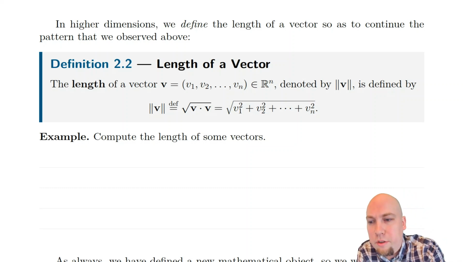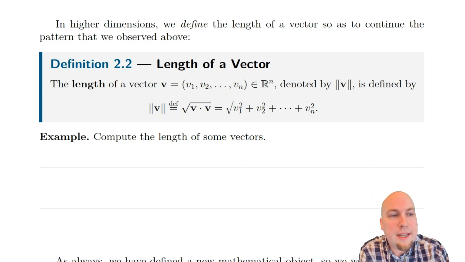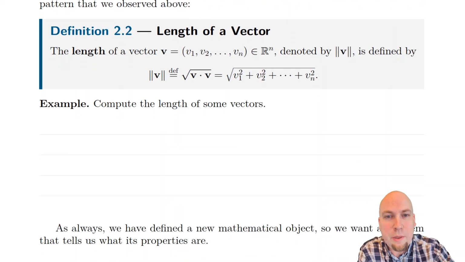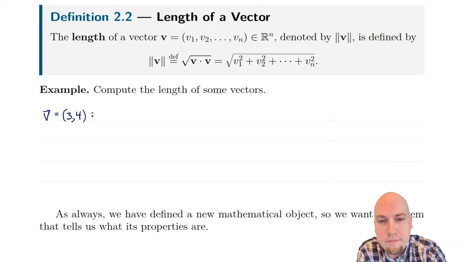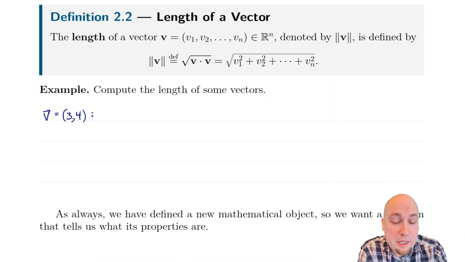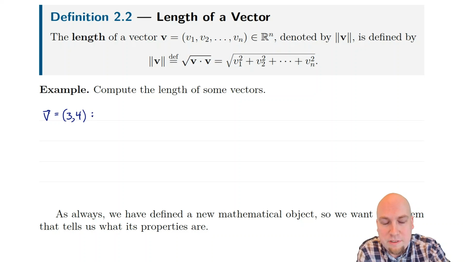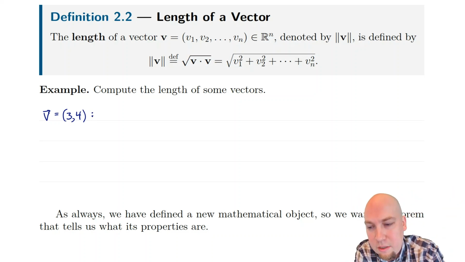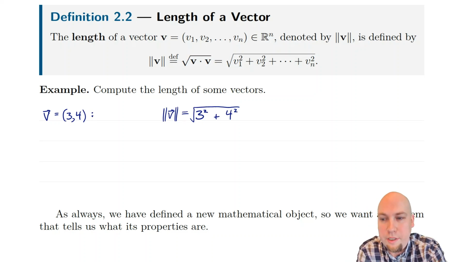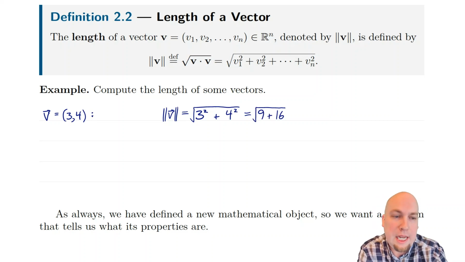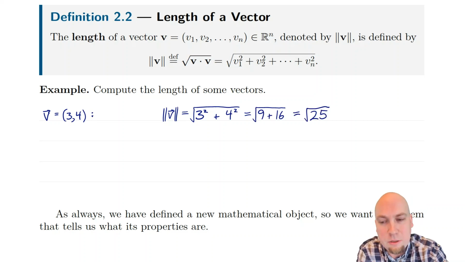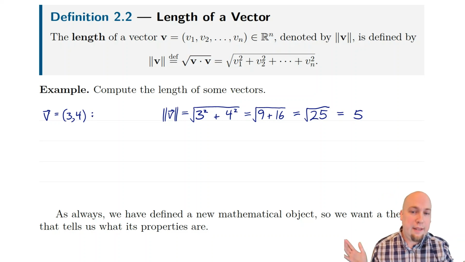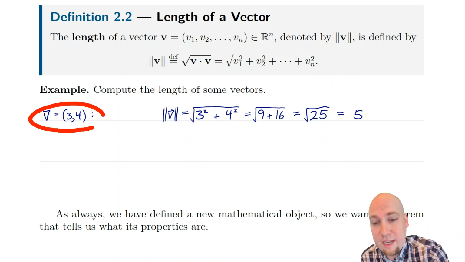All right, so let's go through a couple examples to make sure that we understand how to use this formula. How do we compute the length of some vectors? Let's start off in 2 dimensions. You just do exactly what we talked about. Take the entries, square them, add them up, square root at the end of the day. So if our vector is (3, 4), then you do 3 squared plus 4 squared, all square rooted. 3 squared is 9, 4 squared is 16, add them up, you get 25, square root, you get 5. So the length of this vector is 5.